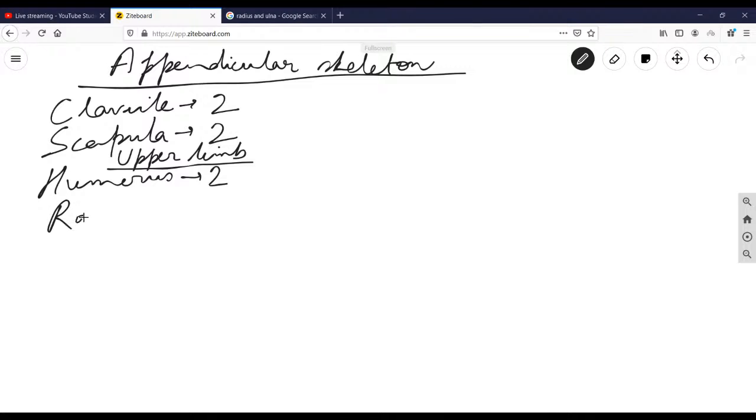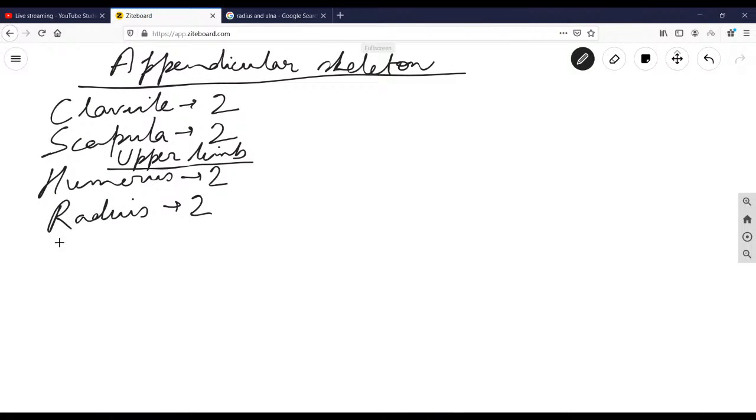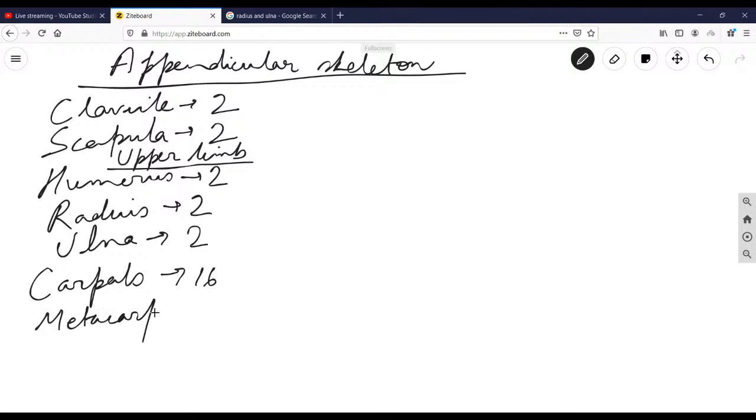Okay, see again, radius is this one, ulna is the downward. 2 radius, 2 ulna. Then what else is there? You have carpal, metacarpal and phalanges. Okay, so in the two hands, you have a total of 16 carpals. Okay, you have metacarpals which are 10, 5 each. Okay, you have phalanges which are 28.